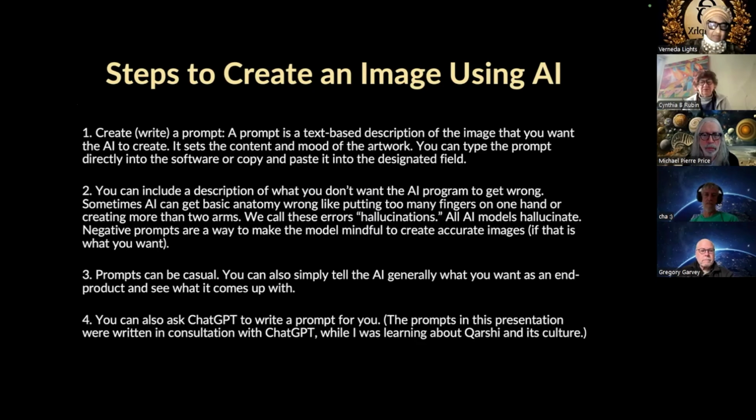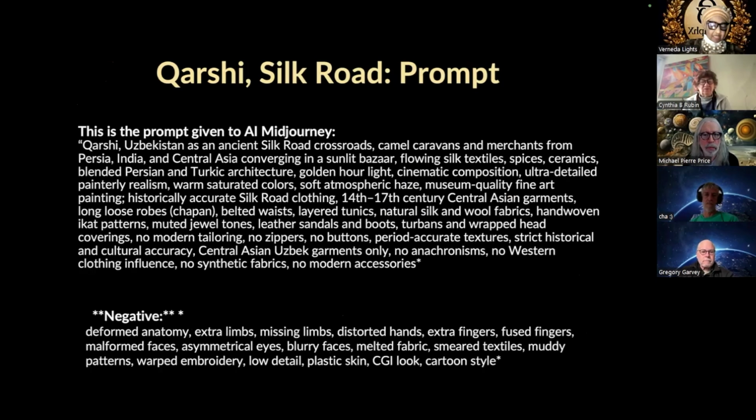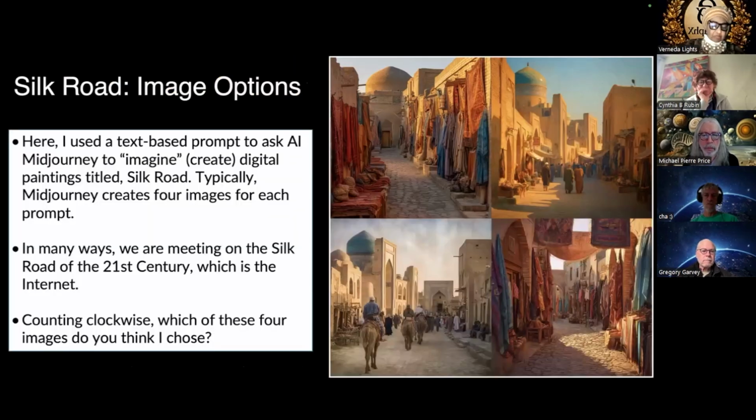This is the actual prompt that I gave to Midjourney. I described Qarshi as a Silk Road meeting place full of traders and textiles. I also carefully guided the clothing, fabrics, and architecture so they stayed historically accurate. Finally, I added a negative prompt to prevent mistakes like extra fingers or distorted faces. Here, I asked Midjourney to imagine a series of digital paintings called Silk Road.